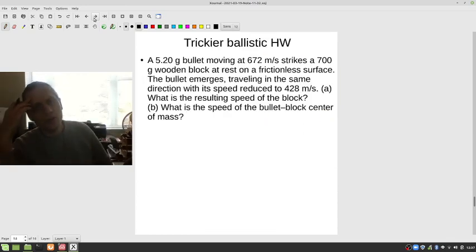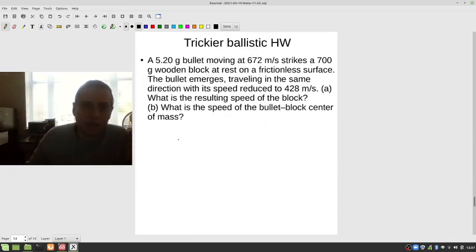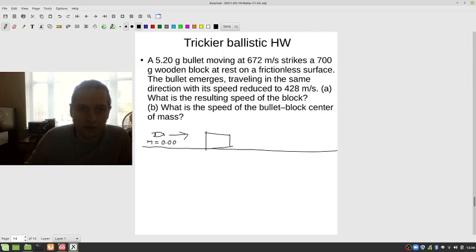I gave you another ballistic homework problem that's not bad once you understand it. It's another one of these where there are no external forces. You just have the bullet and the block. The only slightly tricky thing is that you have a speed of the bullet before, so the mass of the bullet is 0.0052 kilograms, and it has an initial speed of 672 meters per second. And then that's your before situation.